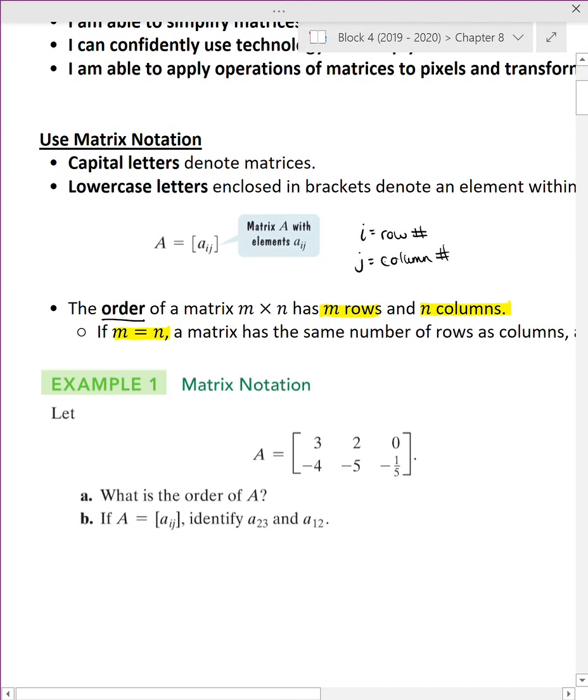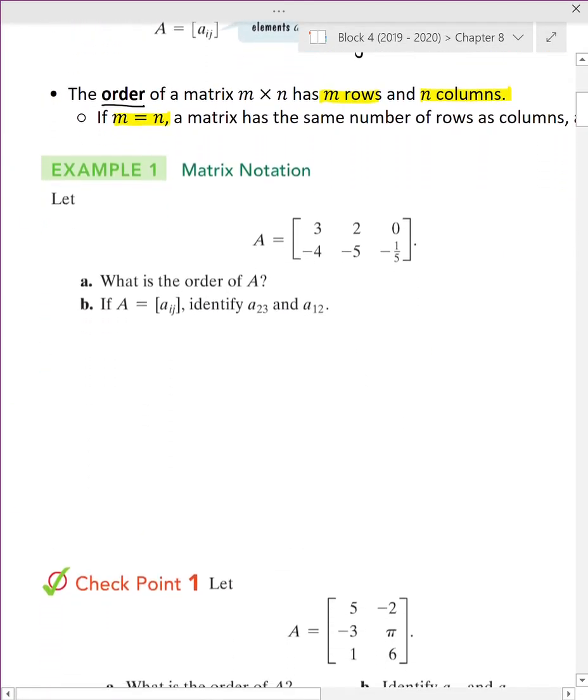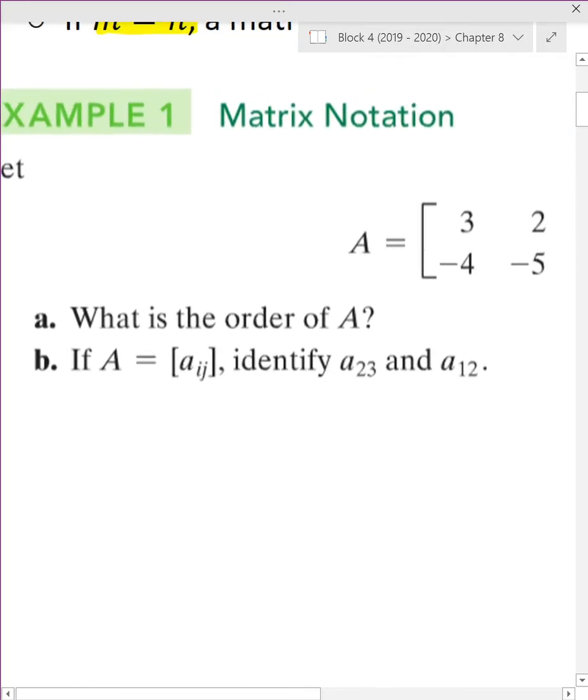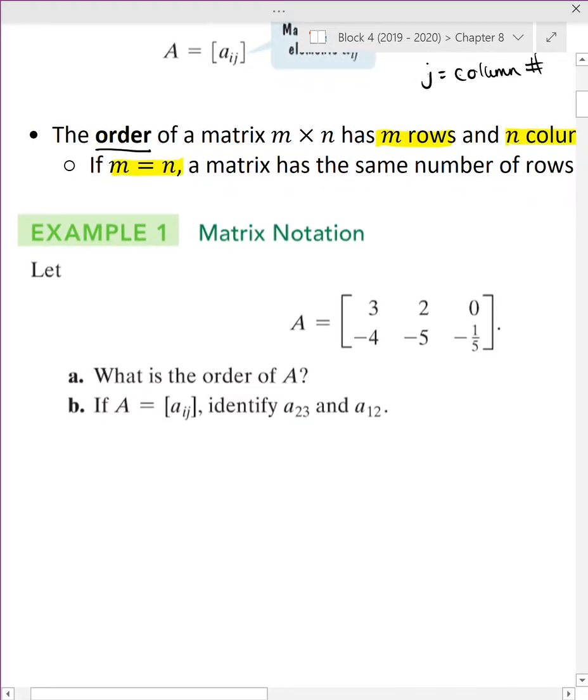So, let's look at example 1, matrix notation. We have matrix A: 3, 2, 0, negative 4, negative 5, negative 1/2. Now, what is the order of this matrix? Well, remember, it goes row by column. How many rows do I have? I have 2 rows. And I have 1, 2, 3 columns. So it's a 2x3.